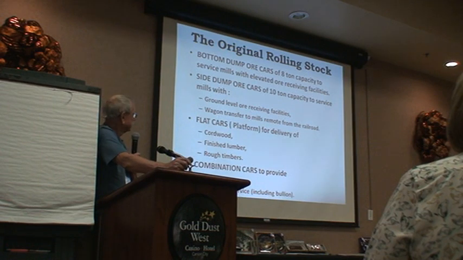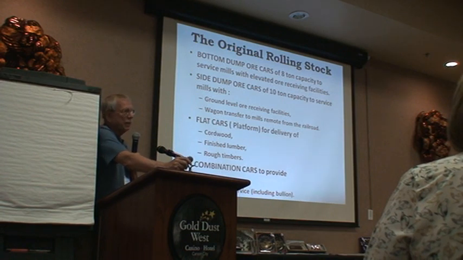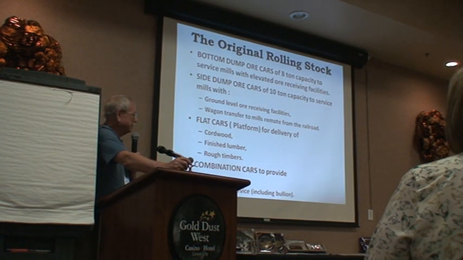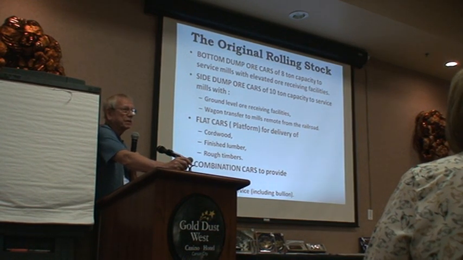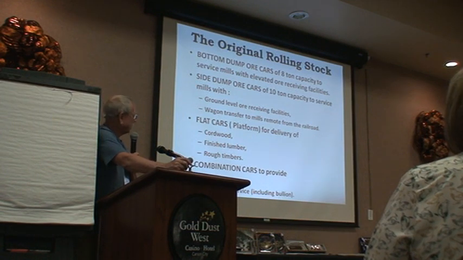Flat cars handled cordwood, finished lumber, and rough timbers, and the combination cars were there for people, mainly people who were going back and forth between Carson and Virginia. But, you know, occasionally people like women who lived at the Brunswick mill would go to Carson on shopping trips. There were a lot of interesting newspaper articles about baggage being misappropriated and chasing down a lady who picked up the wrong basket.